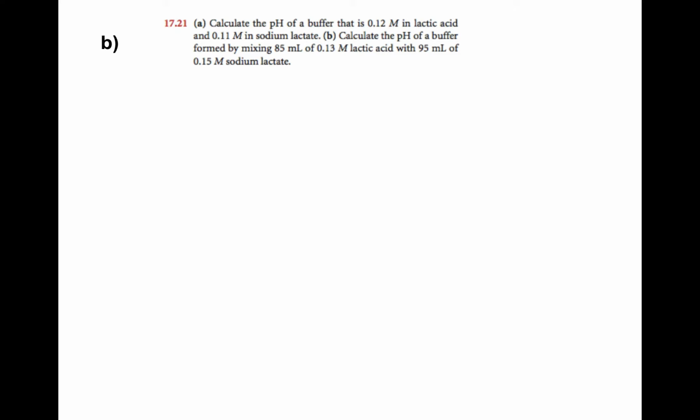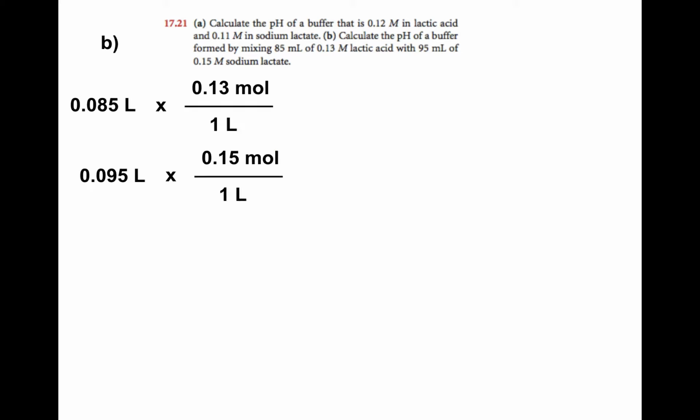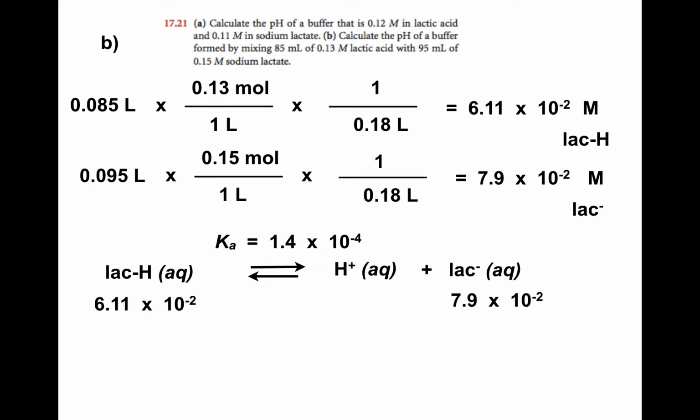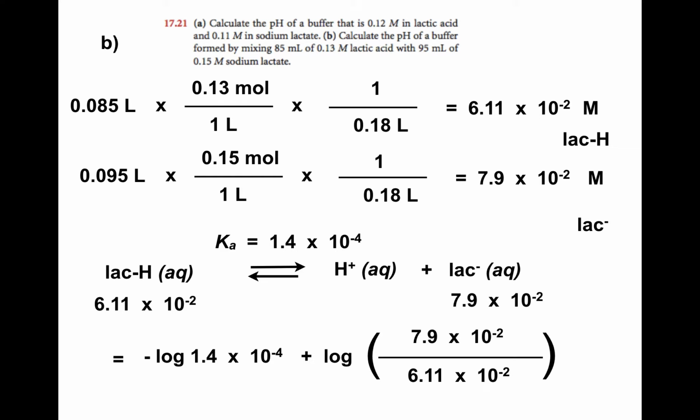All right, calculate the pH of a buffer formed by mixing 85 milliliters of 0.13 molar lactic acid with 95 milliliters of 0.1 molar sodium lactate. The first thing we have to do is figure out how many moles of lactic acid and lactate we have. Now, I could divide by liters: 85 milliliters plus 95 milliliters gives me 180 milliliters, or 0.18 liters, to get molarity. And then take these concentrations and plug into the Hasselbalch equation.